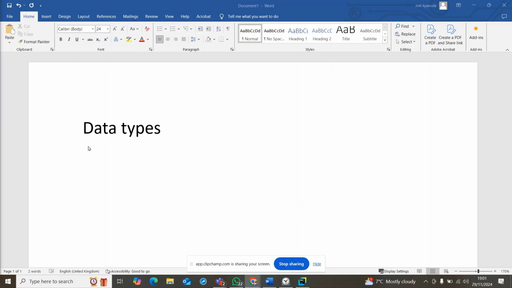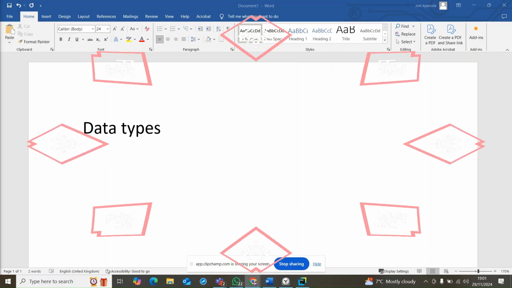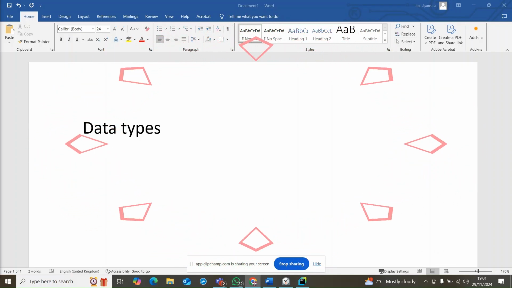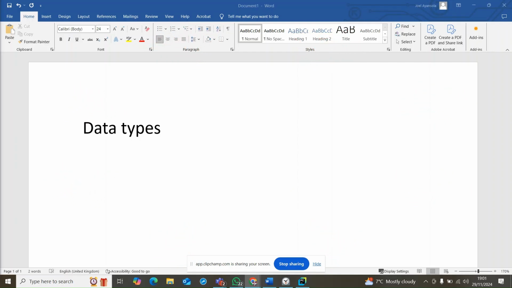In Python, we have what we call data types. And what are data types? Data types are how the computer is instructed to store any particular data that you want to use on the computer. So we have some built-in data types.